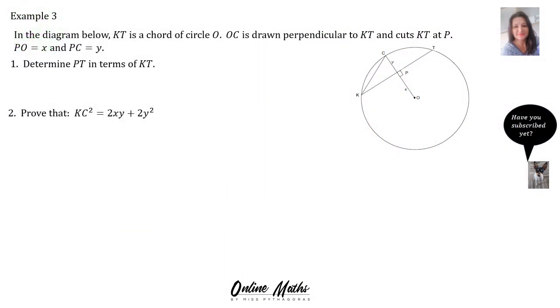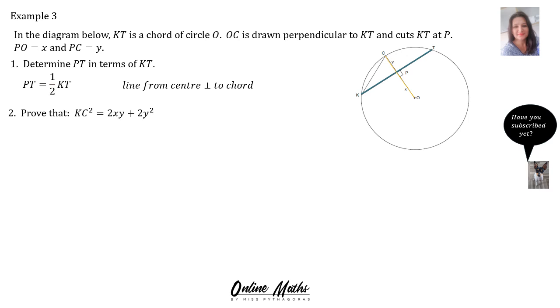Example 3. In the diagram below, KT is a chord of a circle O. OC is drawn perpendicular to KT and cuts KT at P. PO is equal to x and PC is equal to y. Number 1, determine PT in terms of KT. PT is equal to half KT, reason: line from center perpendicular to chord bisects the chord.